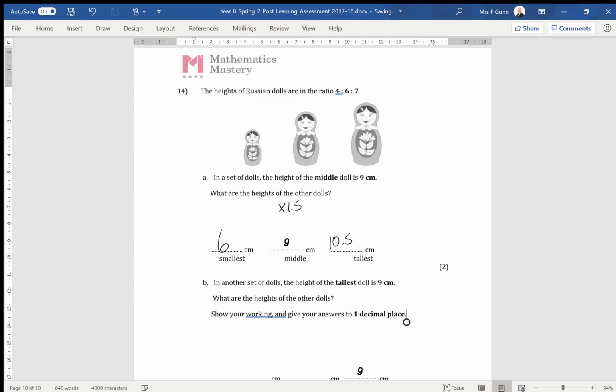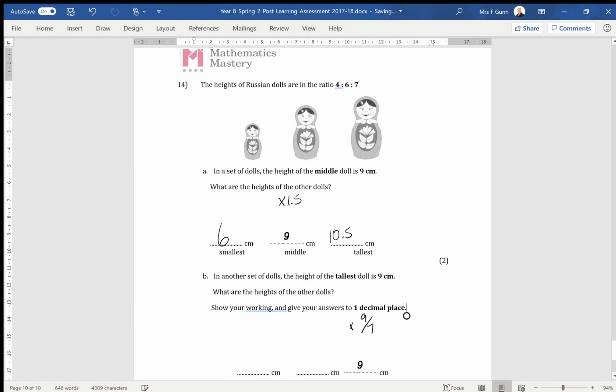In another set of dolls, the tallest is 9. So 9 divided by 7 is going to leave us 9 over 7. So that's what I've got to times by. 4 times 9 over 7 is 5.142857143. One decimal place, 5.1. Then I'm going to do 6 times 9 over 7, which is 7.714 and so on. One decimal place, 7.7.